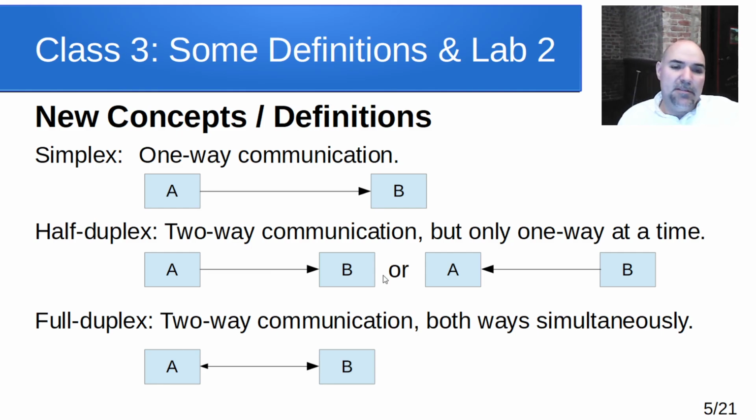Okay. A couple other new concepts and definitions that I want to get in before we take a look at the lab is simplex communication. Simplex means one way. So you have a transmitter and a receiver, and it can only send data from the transmitter to the receiver. And then there's half duplex, which is two-way communication, but only one way at a time. So A can talk to B, B can talk back to A, but they can't talk A to B at the same time B is talking to A.